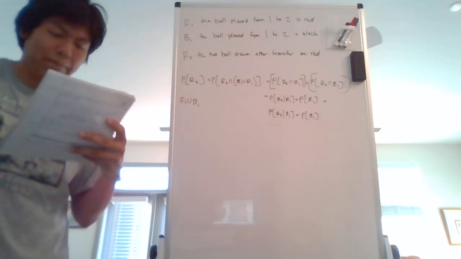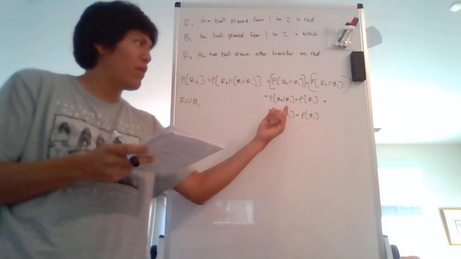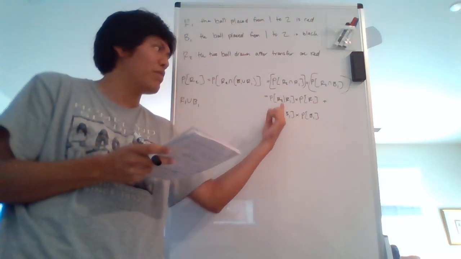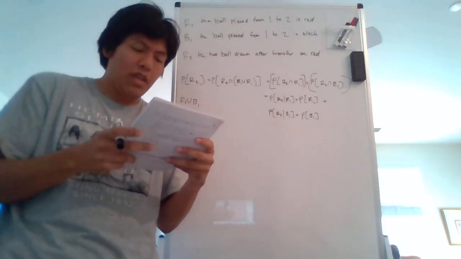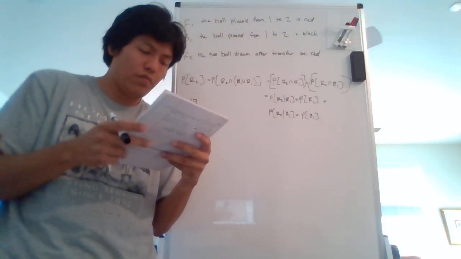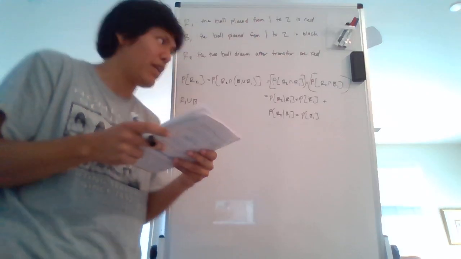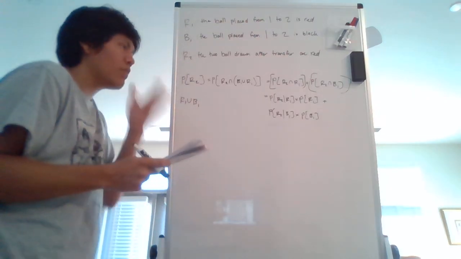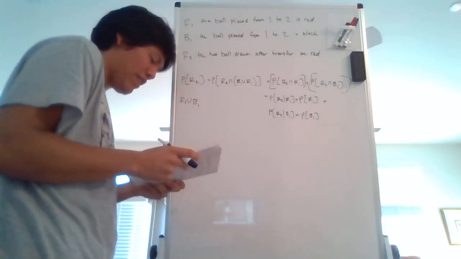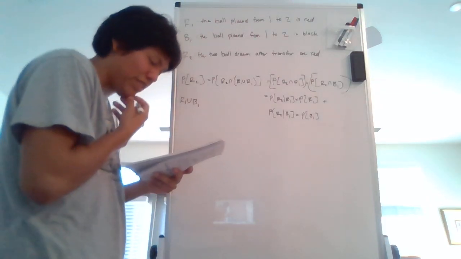Now what do we do? Well, how do we solve for this? How do we solve for these conditional probabilities? And we do that by, let me see, how do I want to start explaining this?